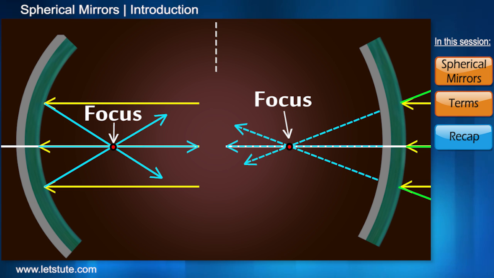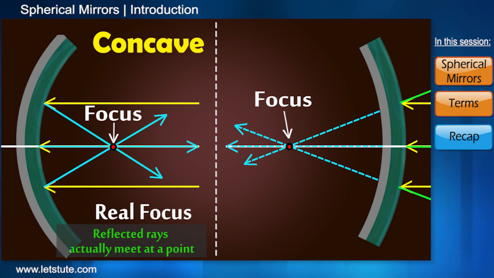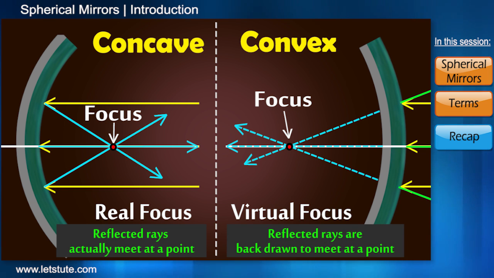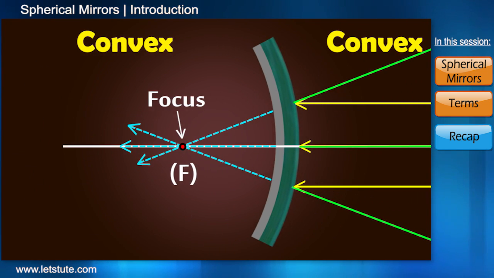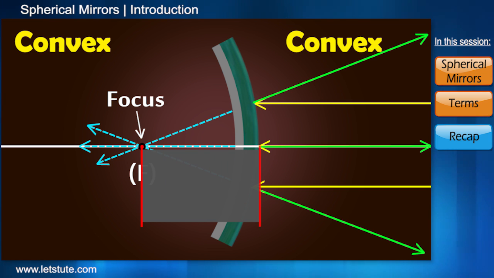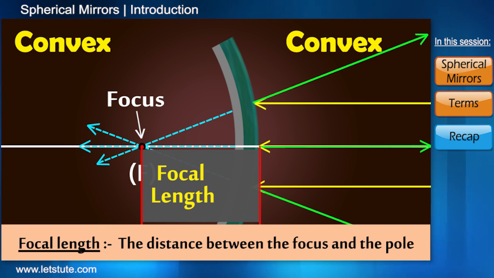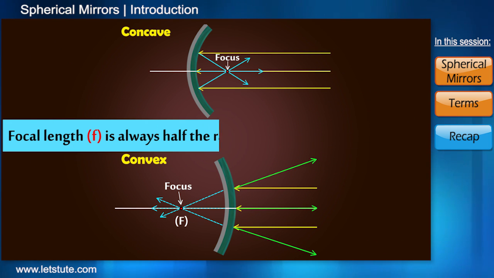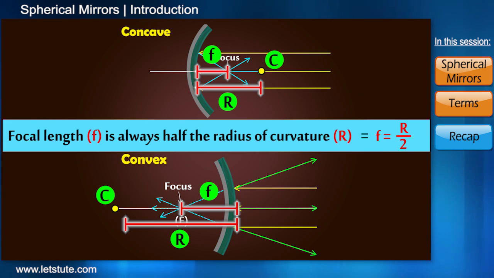Thus, keeping what we understood earlier in mind, we can say that the concave mirror has a real focus while the convex mirror has a virtual focus. As for the convex mirror, the rays have to be back-drawn to form a focus. It is represented by the letter F. The distance between the focus and the pole is called the focal length. It is denoted as small f, and by rule of thumb is always half the radius of curvature. We will prove this in upcoming sessions.